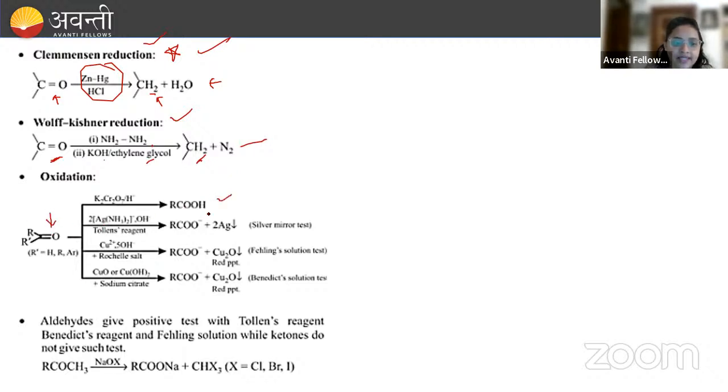We are getting acid, we are getting the silver mirror test, we are getting the Fehling solution test, and we are getting the Benedict solution test. So the reagents here are Ag(NH3)2 plus OH minus, Cu2 plus with OH minus, Rochelle salt and sodium citrate. So aldehydes give a positive test with Tollens reagent, Benedict reagent and Fehling solution, while ketones do not give such a test.